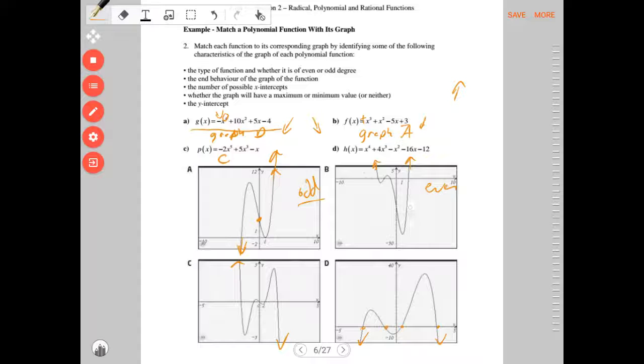Okay, awesome. Well, there's only one left. D has to be graph B then. But let's just make sure. So it's positive x to the 4th, so that's a smiley. Okay, so that extends high in quadrants 1 and 2.